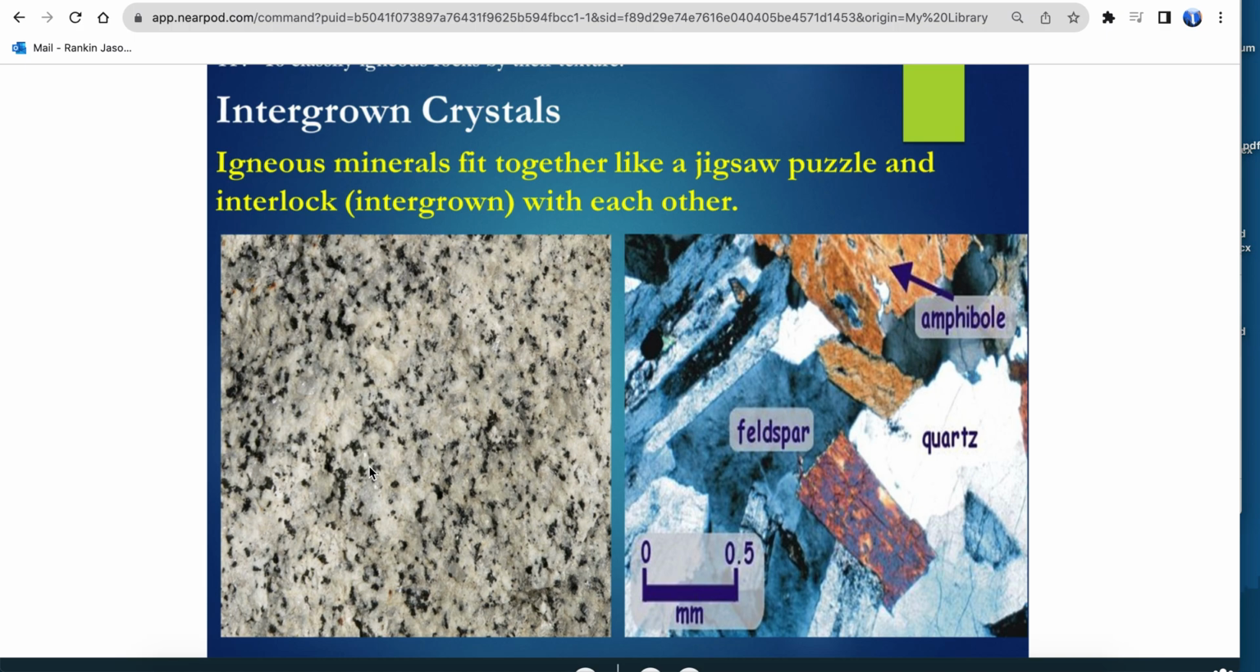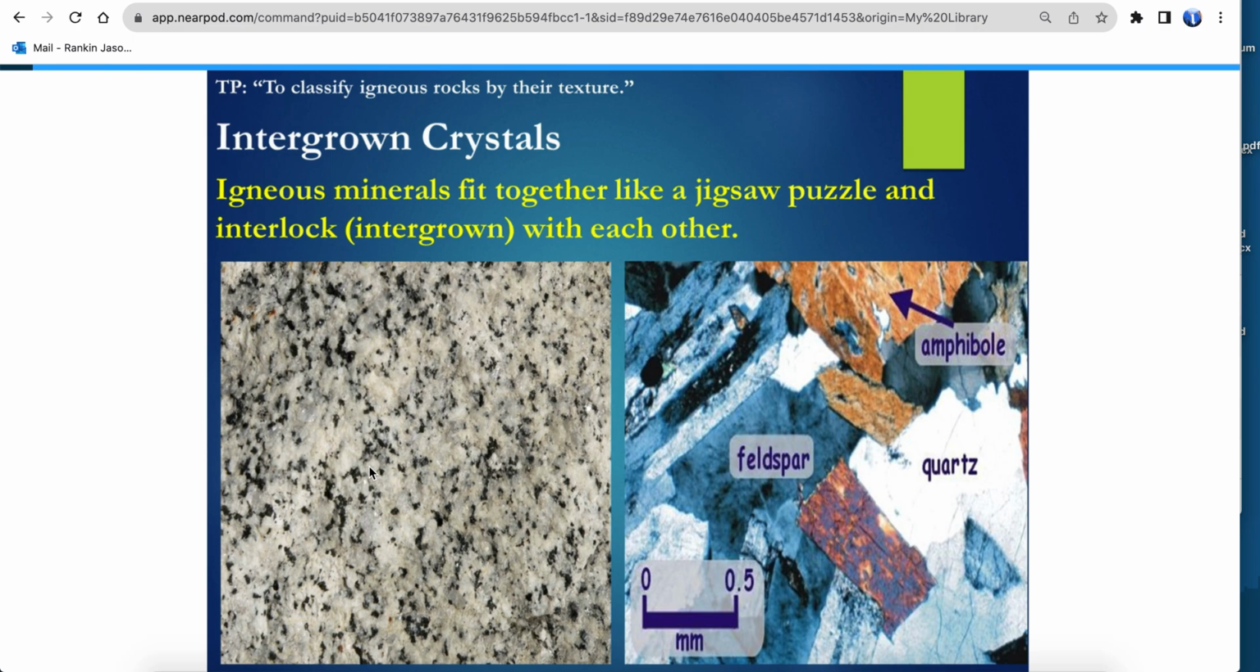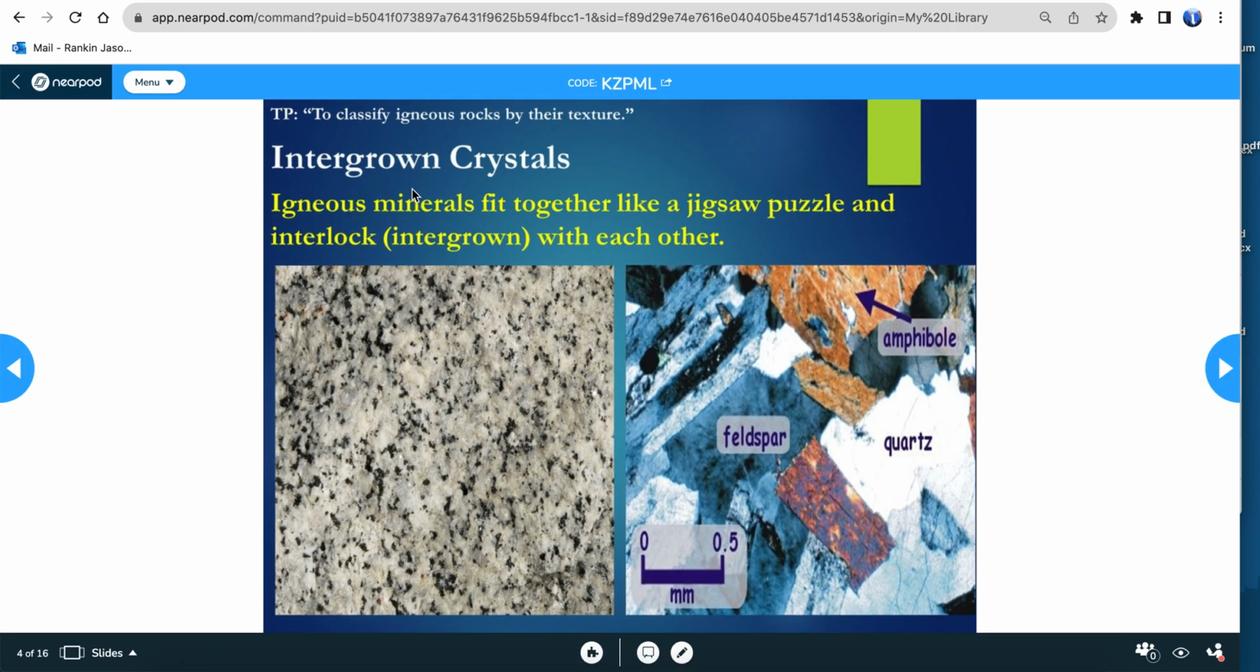Alright, so good stuff. Alright, so let's get some notes down. So we have intergrown crystals. Igneous minerals fit together like a jigsaw puzzle and interlock, intergrown with each other.